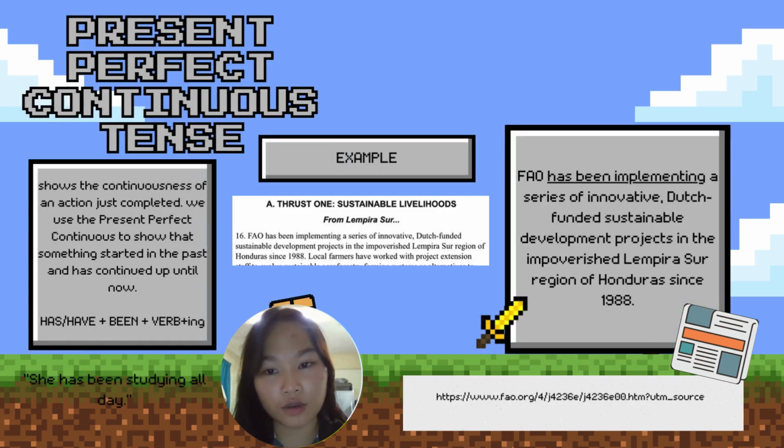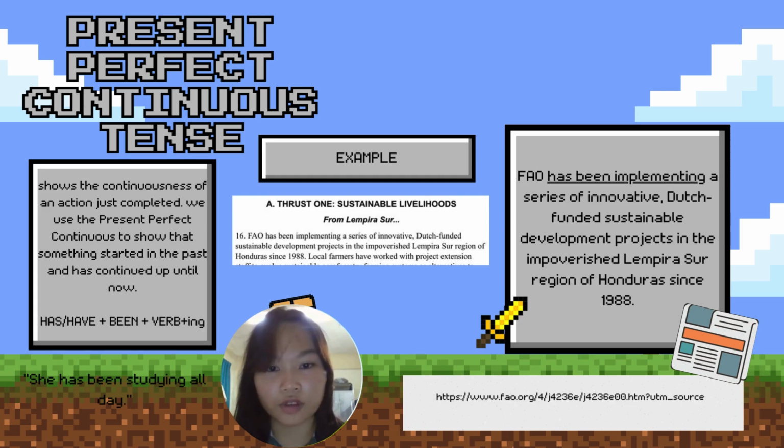Now, let's look at the last form of present tense, the present perfect continuous tense. The present perfect continuous tense shows the continuousness of an action just completed. We use the present perfect continuous to show that something started in the past and has continued up until now. The formation of present perfect continuous tense is has or have, plus been, plus verb plus ing. For example, she has been studying all day.